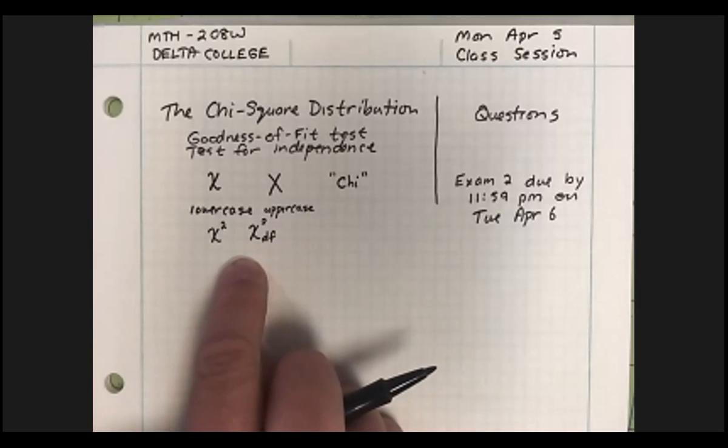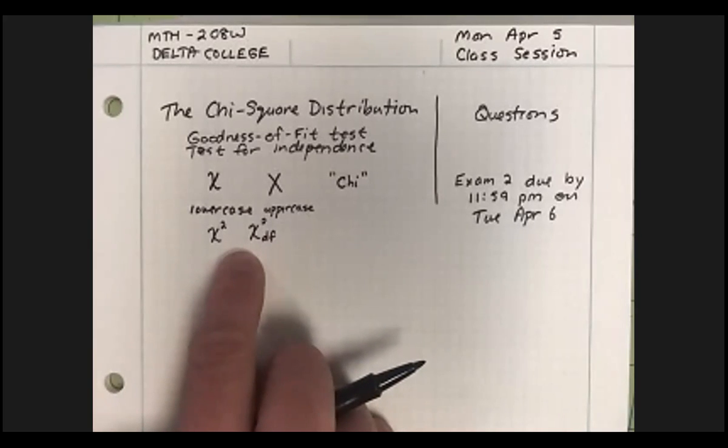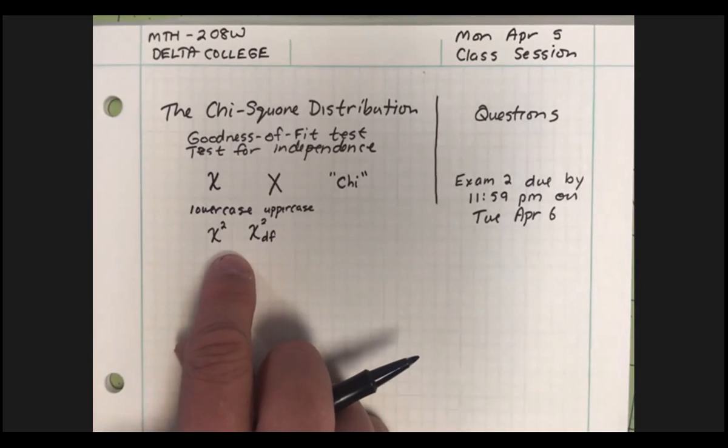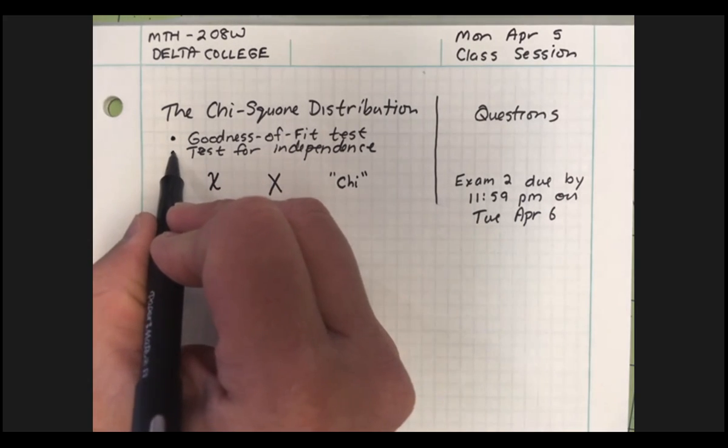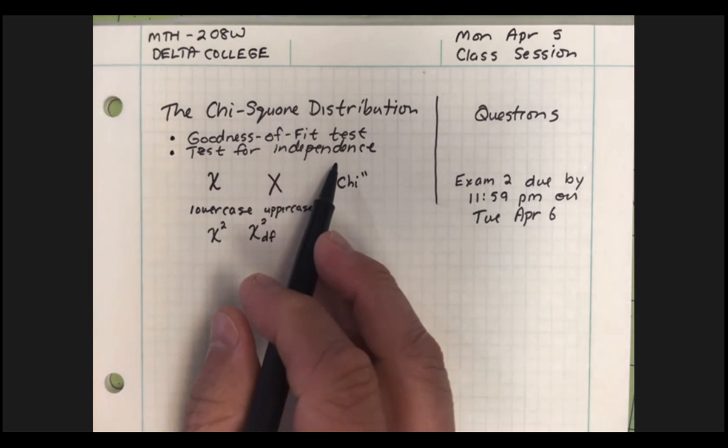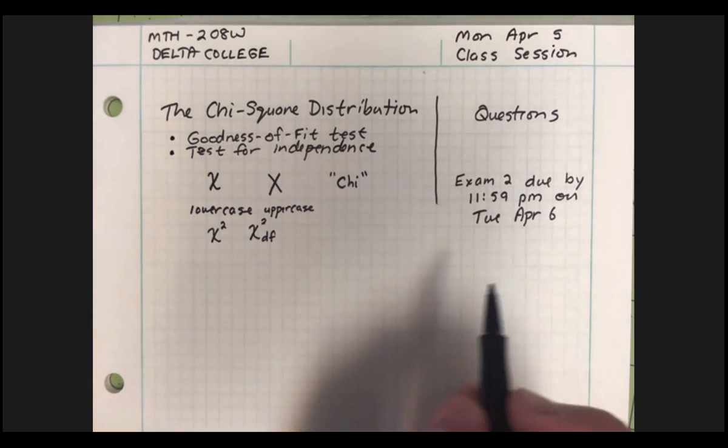So that's our goal today. It's kind of a fun test. It's actually very informative, but you might also be surprised about the limitations that it has too. It's used in cases of goodness of fit and tests for independence in the probabilistic sense.